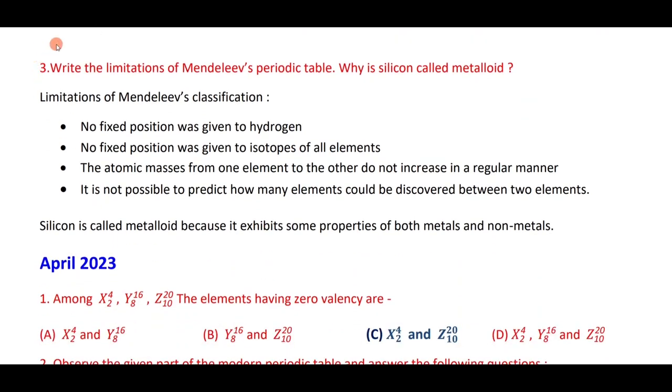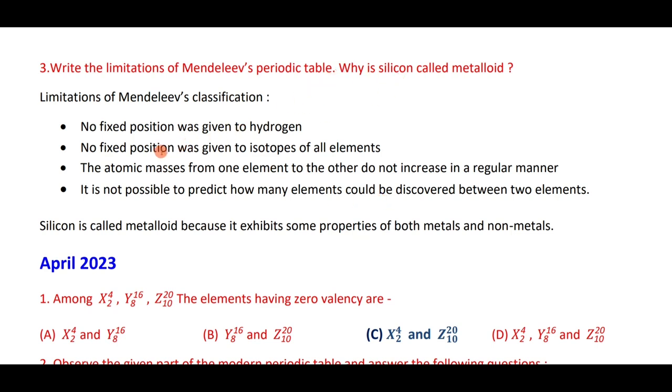What are the limitations of Mendeleev's periodic table? Why is silicon called a metalloid? There is no fixed position given to hydrogen, and no fixed position given to isotopes of all the elements. The atomic masses from one element to another do not increase in a regular manner. Hence, it is not possible to predict how many elements could be discovered between two elements. These are the limitations of Mendeleev's periodic table.